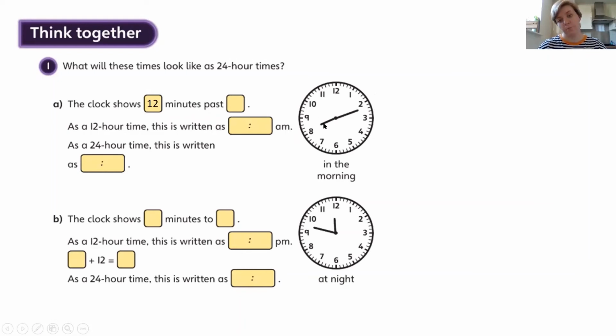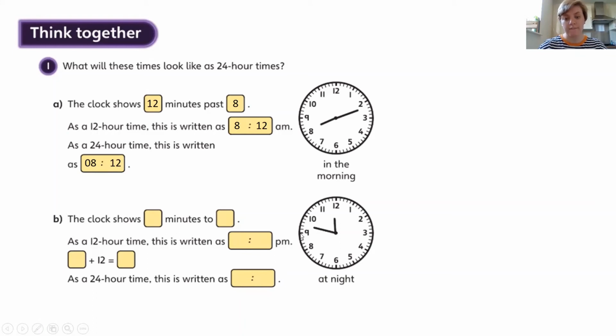And what hour has it just been? Well, 12 minutes ago, I'd say it was 8 o'clock. So we are 12 minutes past 8. Now, as a 12-hour time, this is going to be written as, remember the hour is here and the minutes past are here, 8:12 a.m., 12 minutes past 8 in the morning. As a 24-hour time, this is written as 08:12 with no AM or PM. And I don't need the AM or PM because if it says 08, I know that's 8 o'clock in the morning.